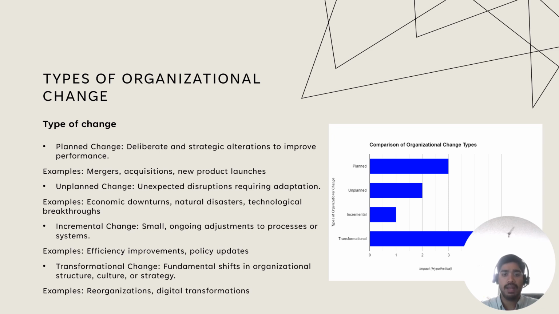Unplanned change, or unexpected disruptions, require adaptation. For example, economic downturns, a natural disaster, technological breakthroughs. Incremental change is small, ongoing change and adjustment to processes or systems. Efficiency improvements and policy updates are some of the key examples. Transformational change is a fundamental shift in an organizational structure or strategy.